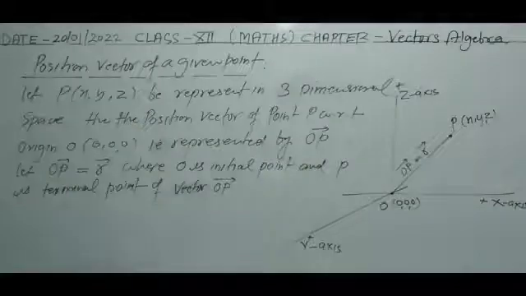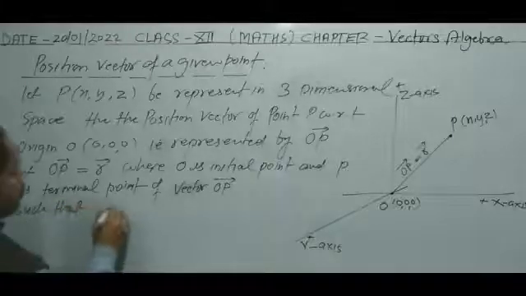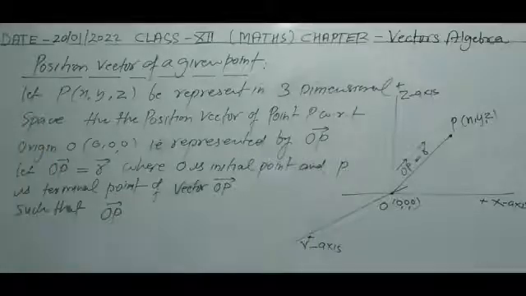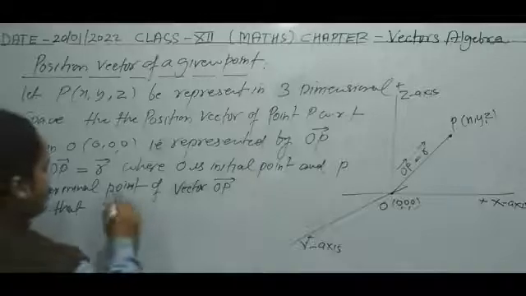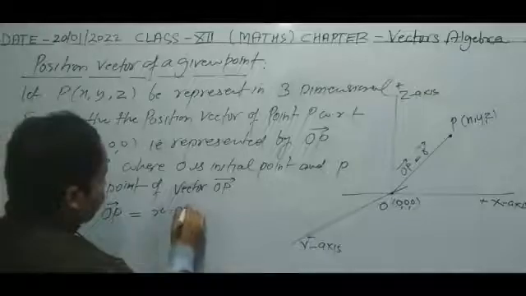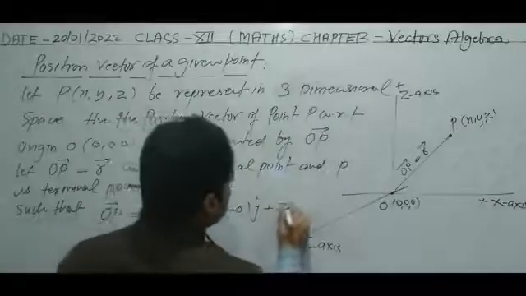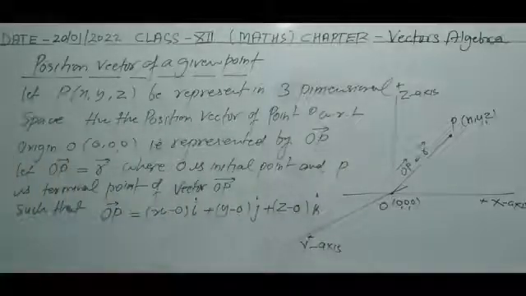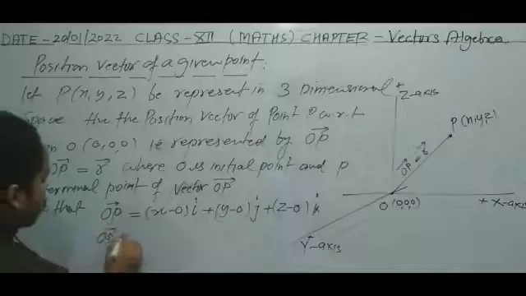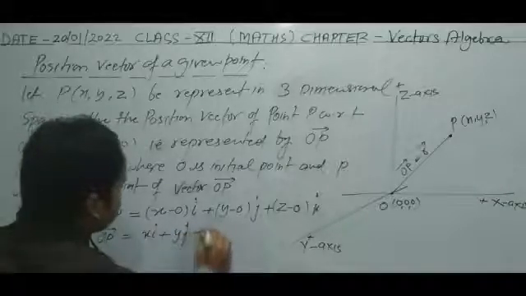Now you can see OP is equal to R, such that we can write OP is equal to (x minus 0) i unit vector plus (y minus 0) j unit vector plus (z minus 0) k unit vector. So OP is equal to xi plus yj plus zk.